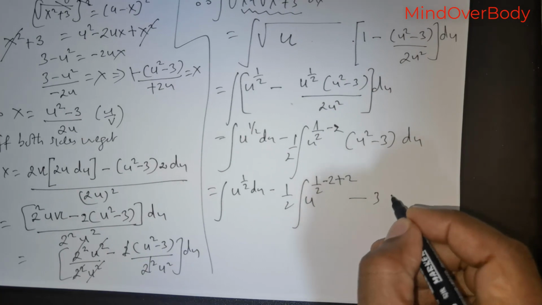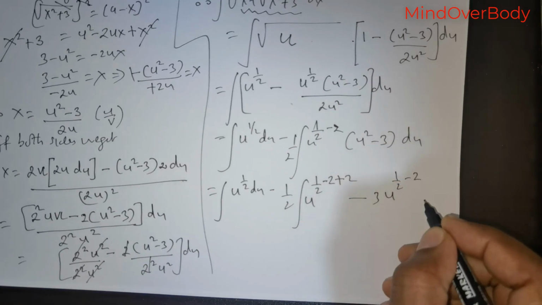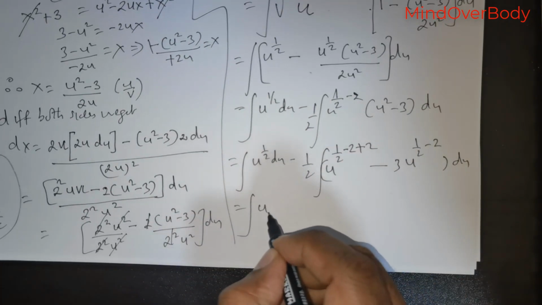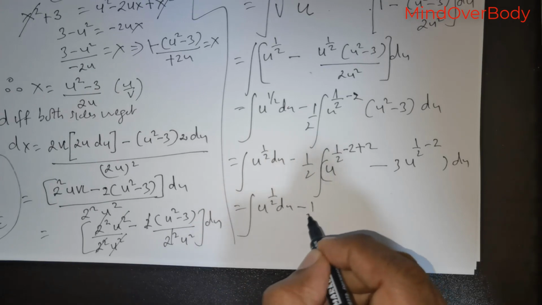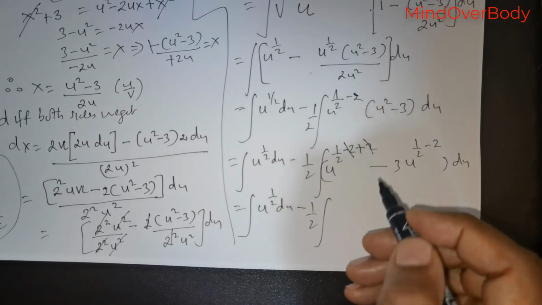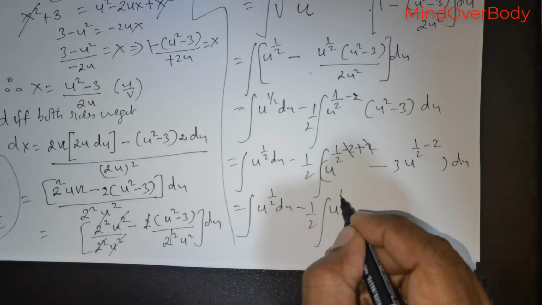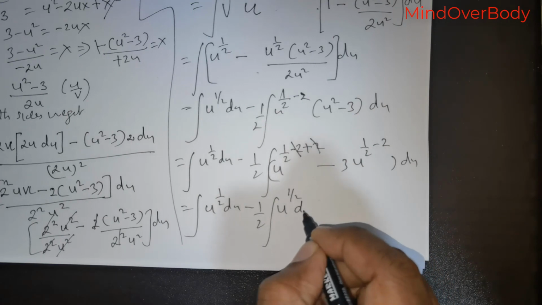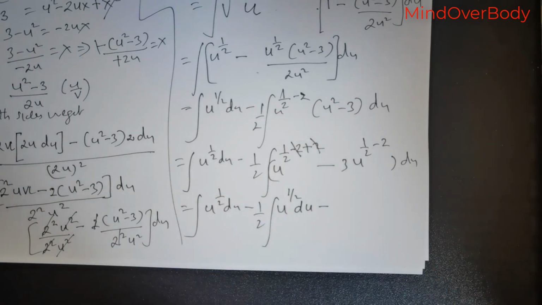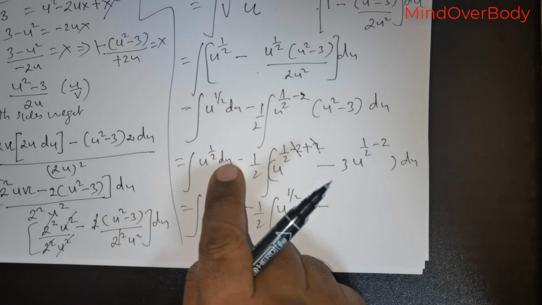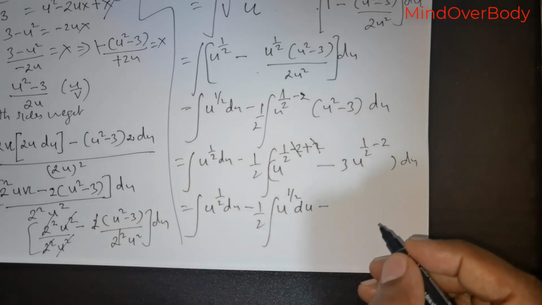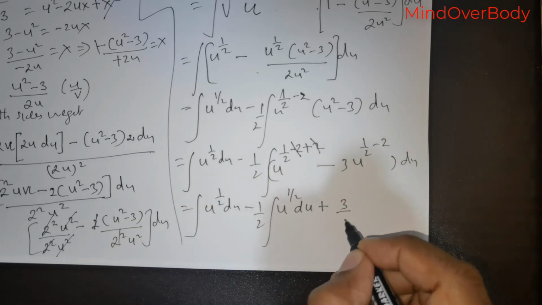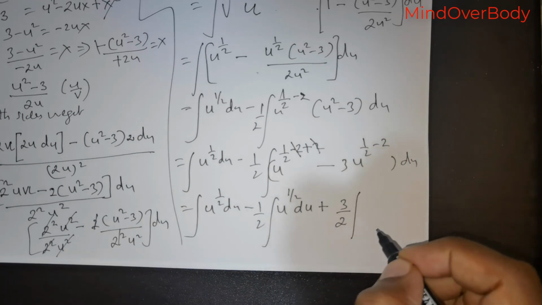Distribute this. It is going to be 3 times u raised to the power of 1/2 minus 2, times du. Now this can be further rewritten as u raised to the power of 1/2 times du, minus 1/2. Now the negative 2 and positive 2 go off, giving you u raised to the power of 1/2. Of course du is there, so you can place du there. Now if I bring this negative inside, it will become positive. So it's going to be positive 3/2 times the integral.